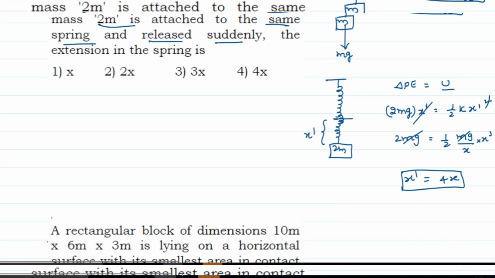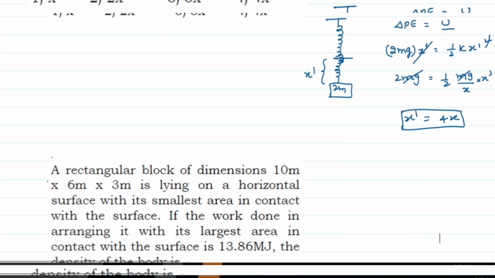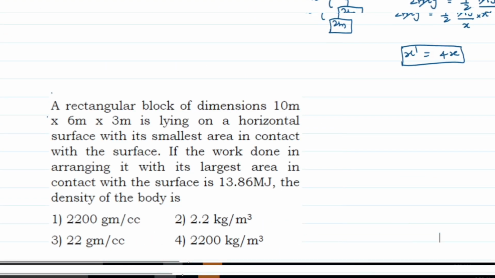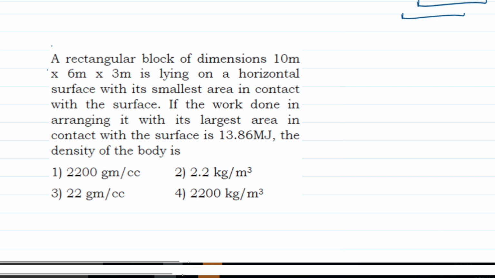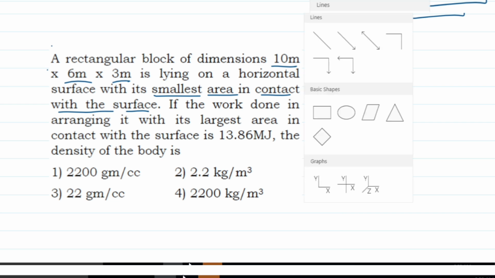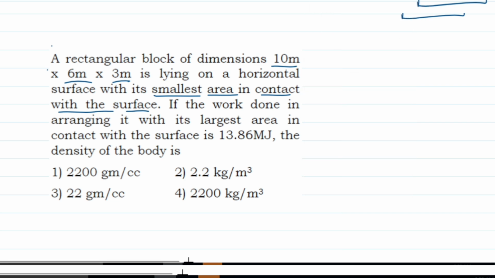Let us see the next question. A rectangular block of dimensions 10 meter, 6 meter, 3 meter is lying on a horizontal surface with smallest area in contact with the surface. Now here let us take the diagram.